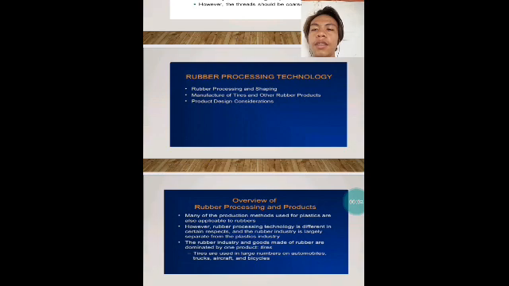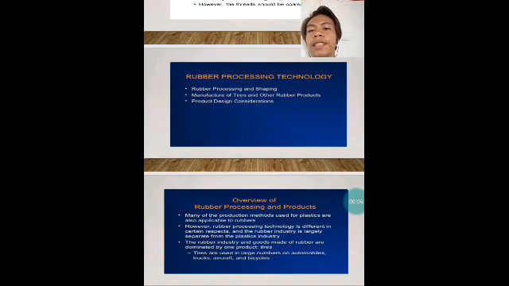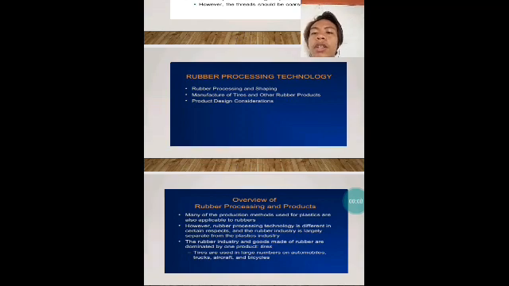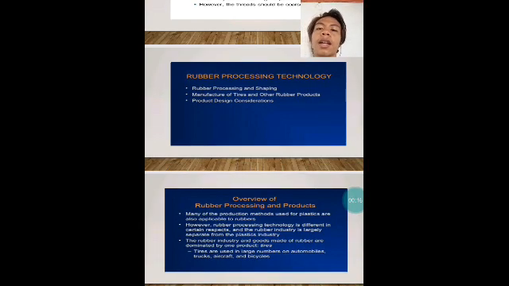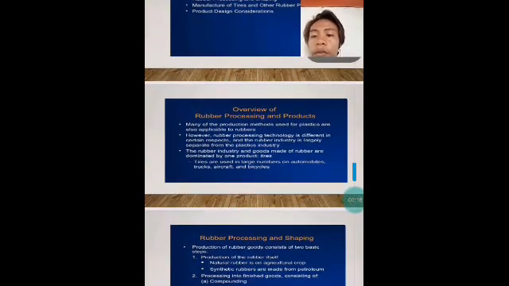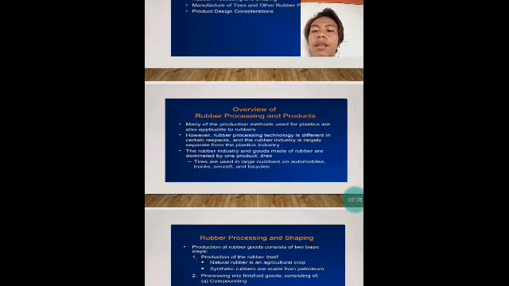So let's move on to the rubber processing technology. Rubber processing and shaping, manufacture of tires and other rubber products, and product design consideration. So this topic is about the processing of rubber. So, overview of rubber processing and products.